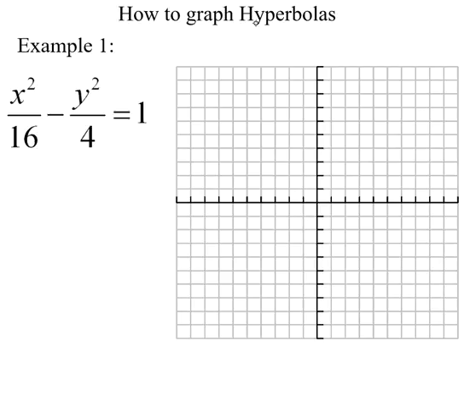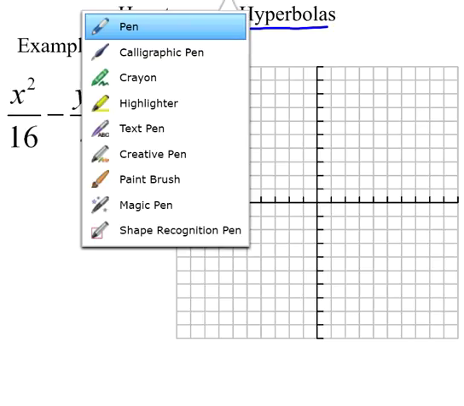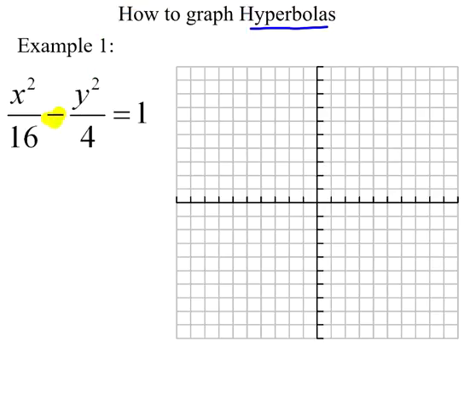We're going to be graphing hyperbolas. The reason I know this example, x squared over 16 minus y squared over 4 equals 1, is a hyperbola is because of that subtraction sign. The start of it is going to be very similar to graphing an ellipse. First thing I need to do is identify what the center is.